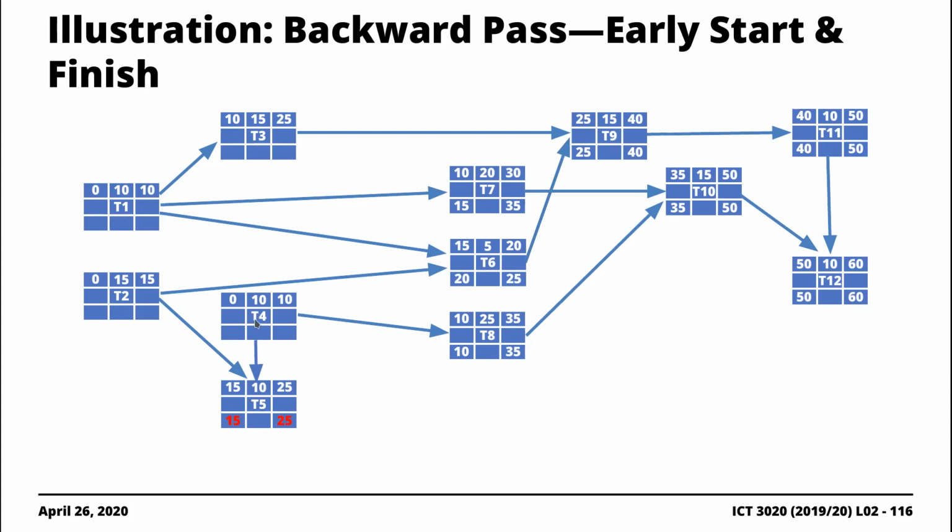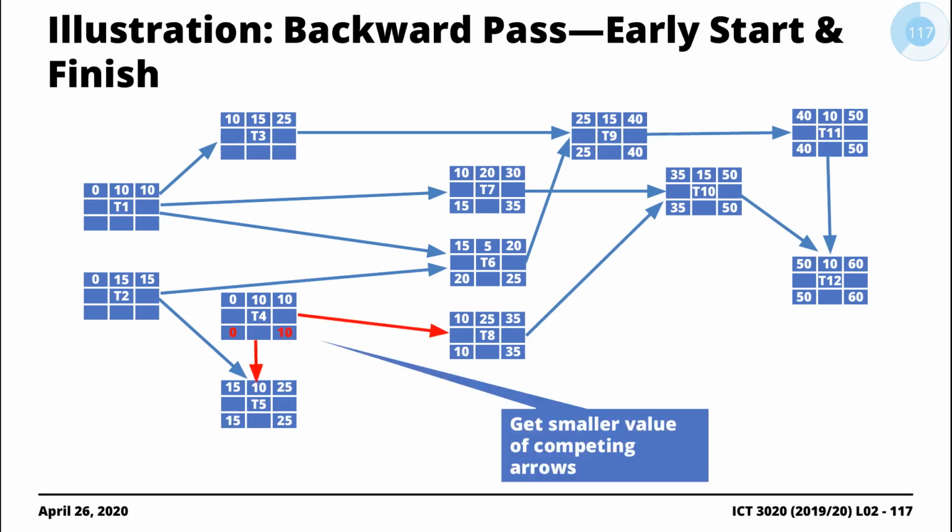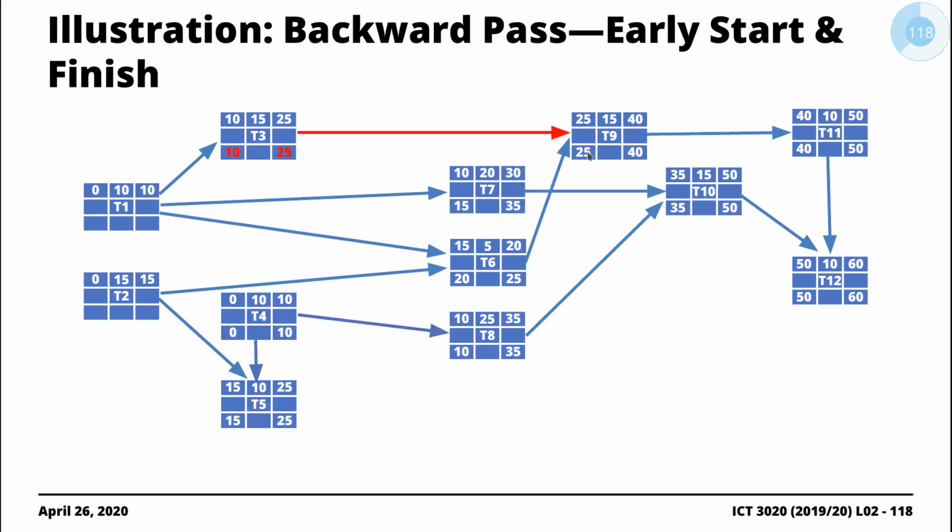T4. Now, if you look at T4, right? T4 has two tasks that are dependent on it. Now, what we do during the backward pass is we get the minimum of the values corresponding to the late start dates. So what is the minimum between 10 and 15? It's 10. So we bring the 10 here. T3, right? One arrow here, we just bring 25 from here to here.